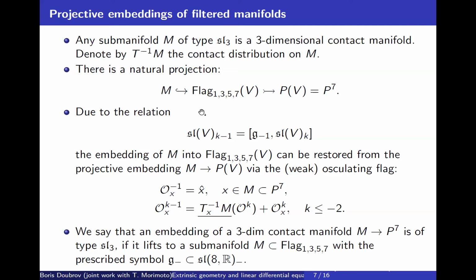It's probably a long definition, and it hides a lot of algebraic complexity and details. The main message here is that to characterize the embeddings of contact manifolds into P7 which we get from this non-holonomic system of PDEs, we really need to consider this weak osculating flag, and the dimensions of these subspaces should be like here: 1, 3, 5, 7. There are additional algebraic relations coming from this prescribed symbol, but we can skip them for now.